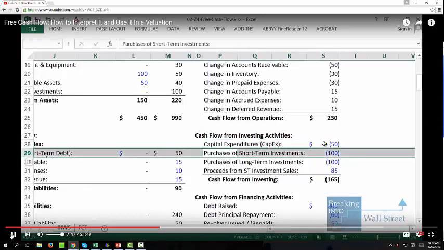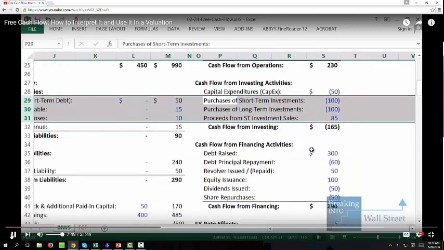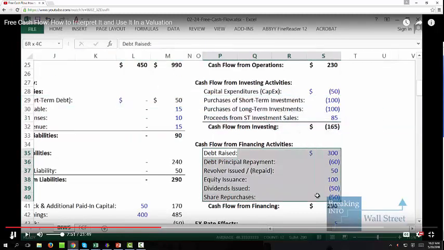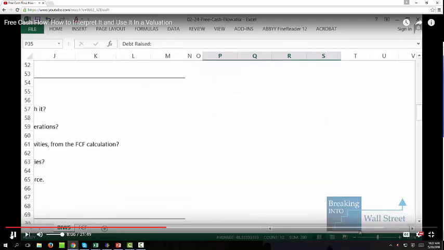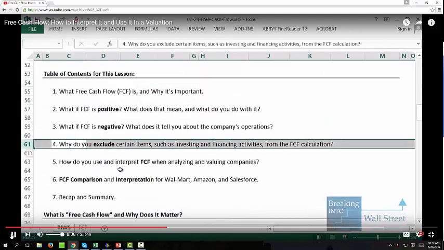These other items, we don't really need to be buying or selling short or long-term assets. We don't need to be raising debt or equity or issuing dividends or repurchasing shares. In some of the previous lessons, we pretended that those were required, but the truth is you don't really need to do anything if your company is generating healthy free cash flow. So that takes us to the end of step 4, which is why you exclude certain items.